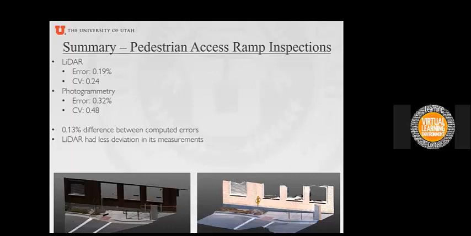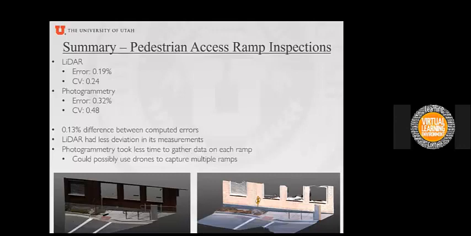Photogrammetry took less time to gather data on each of the ramps, and it could be possible to use a drone for pedestrian access ramps and capture data regarding multiple ramps at one time, but a more in-depth analysis of that case study would be necessary to talk any more to that.